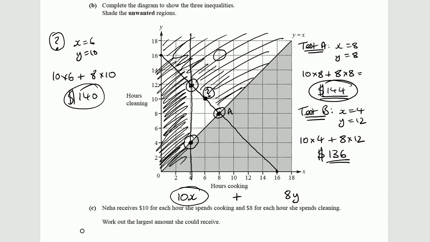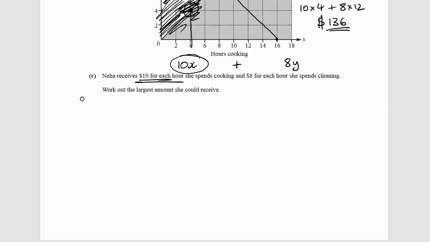It was pretty obvious that we wouldn't need to test this point down here, and the principle is that if I get paid more for x, then I'm going to go to where x is greatest, and if I was getting paid more for y, I'd go to where y was greatest. So in this case, I'm getting paid more for x. I'm expecting this to be the case, but no one's going to judge you for testing another likely point as well, just in case. And that's the end of the linear programming questions.